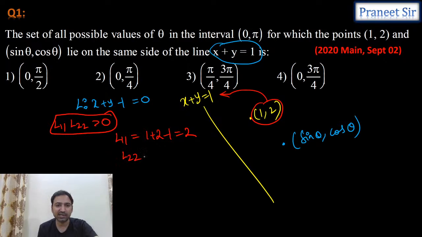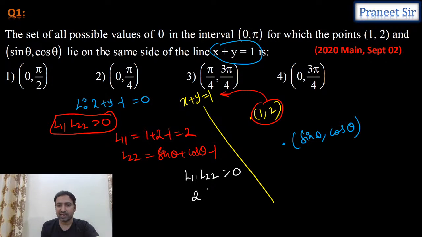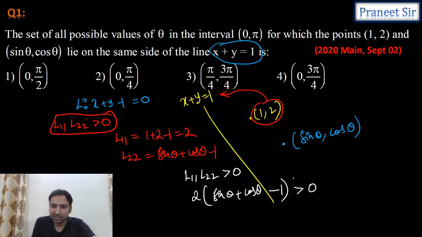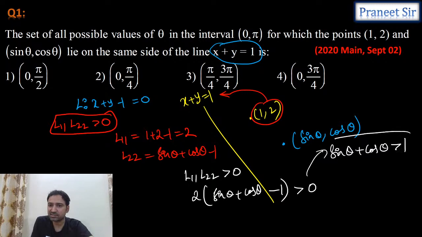And what is L22, guys? L22 means substitute this point here: sin theta plus cos theta minus 1. So apply the condition that L11 into L22 should be positive. L11 we calculated already as 2, and L22 is sin theta plus cos theta minus 1, which should be greater than 0. So from this, sin theta plus cos theta is greater than 1. This is the condition we're getting.